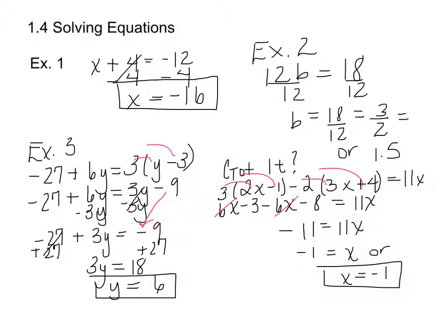And I know students probably may have gotten confused, like, oh no, my variables canceled. But if you look on the right side, we still have a variable of 11x.